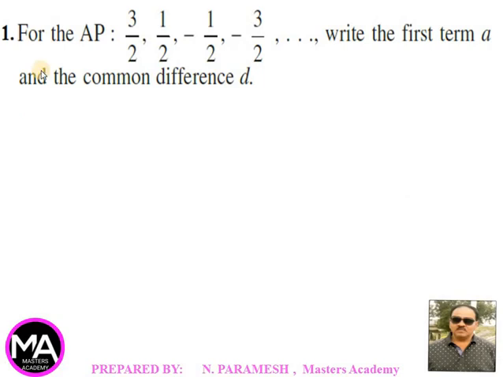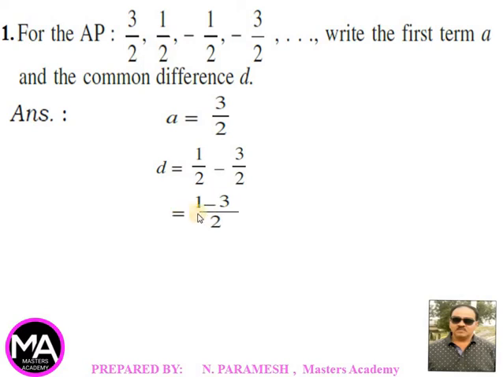First problem. For the arithmetic progression 3 by 2, 1 by 2, minus 1 by 2, minus 3 by 2, and so on, write the first term small letter a and common difference d. Answer, first term a is equal to 3 by 2. d is equal to a2 minus a1, 1 by 2 minus 3 by 2 is equal to, taking 2 as LCM, (1 minus 3) by 2, which is minus 2 by 2, is equal to minus 1.